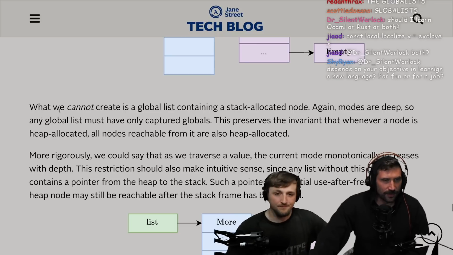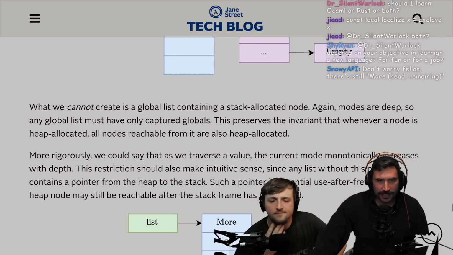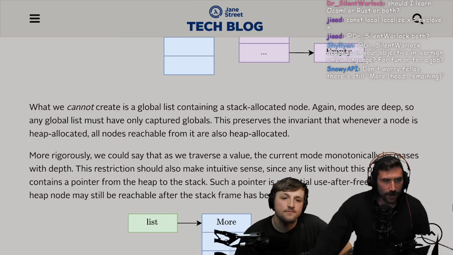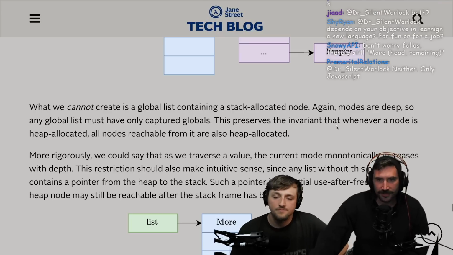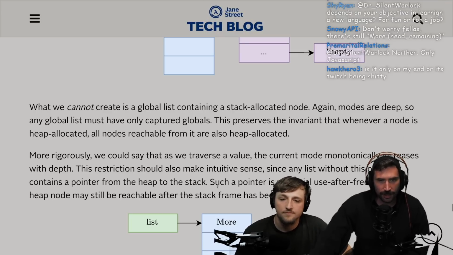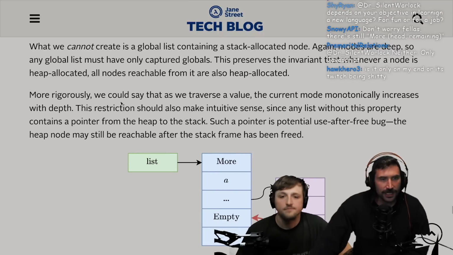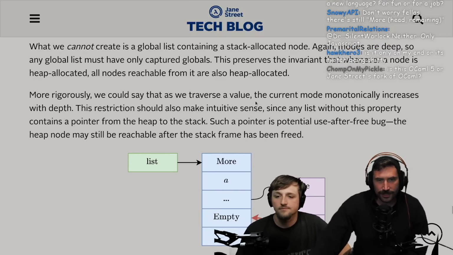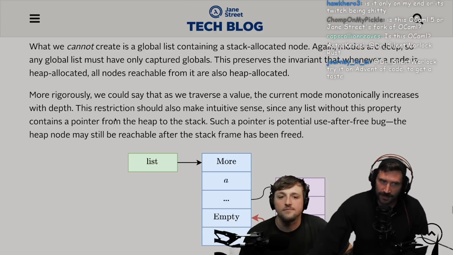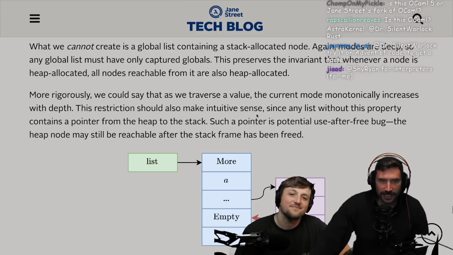Okay. What we cannot create is a global list containing stack allocated nodes. Okay, that makes sense. Again, modes are deep. So any global list must have only captured globals. Yep. This preserves the invariant that whenever a node is heap allocated, all nodes reachable from it are also heap allocated. More rigorously, we could say that as we traverse a value, the current mode monotonically increases with depth. Nice. This restriction should also make intuitive sense.